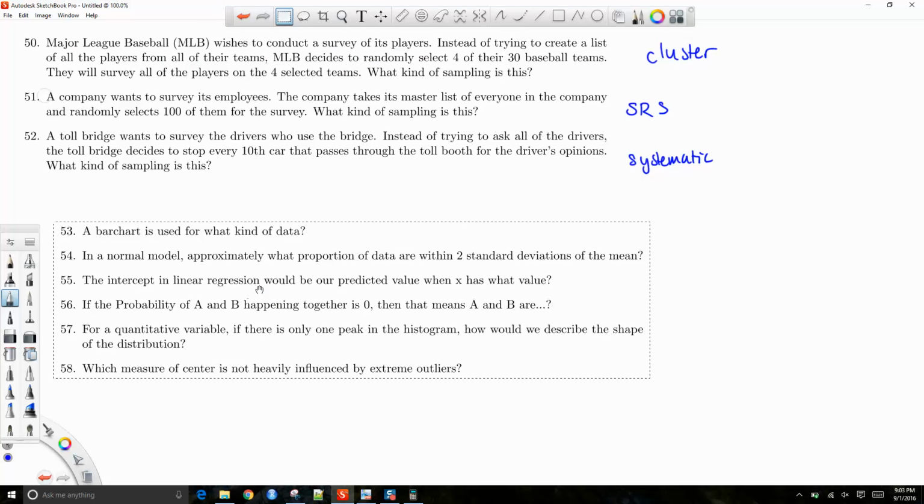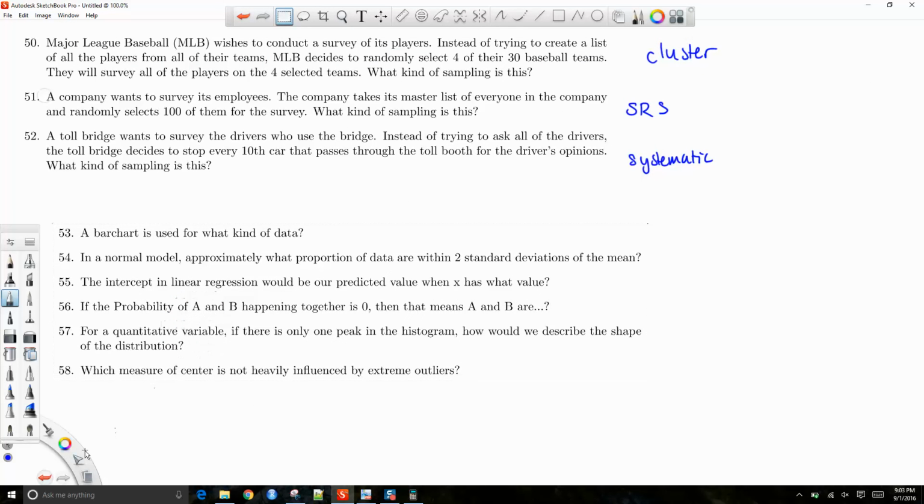So let's see. A bar chart is used for what kind of data? This one's categorical, right? What do we use for numeric data? Histograms. Scatter plots for 2 numeric variables. But for 1 numeric variable, we've got histograms, dot plots, and box plots.